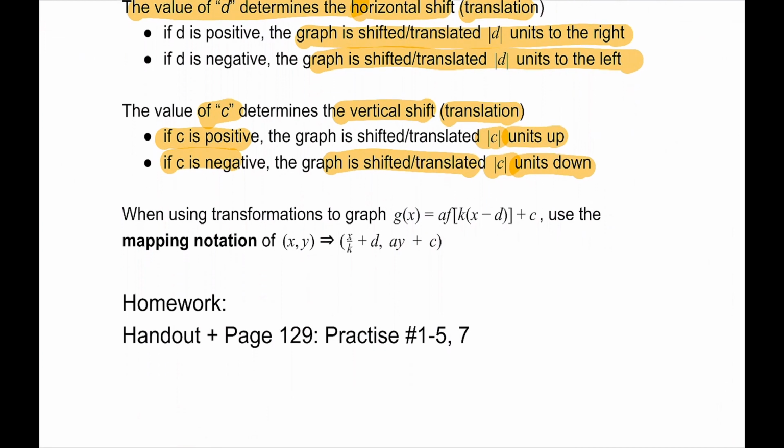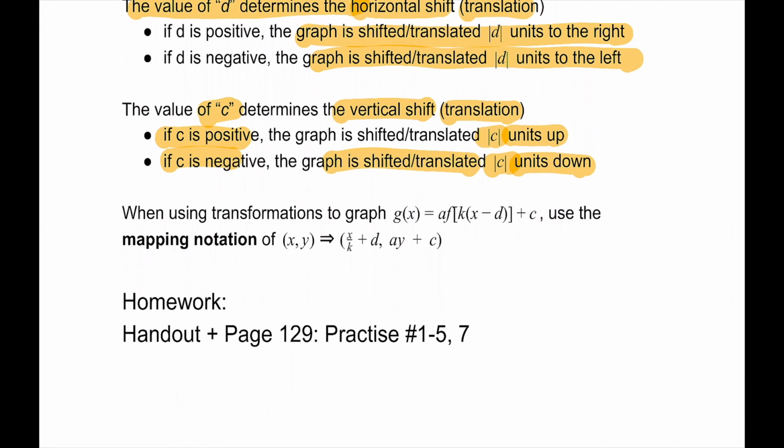Again, the main thing of this lesson, when we're looking at graphing, is to use the mapping notation. If we're given the form g of x equals a times f of, in brackets, k, brackets x minus d, plus c on the outside, then we can use the mapping notation x over k plus d, which gives us the new x value, and a times y plus c, which gives us the new y value, when we're given a point x comma y on our parent function.